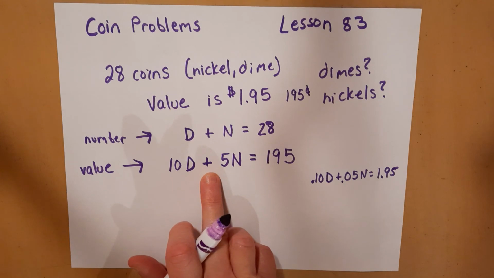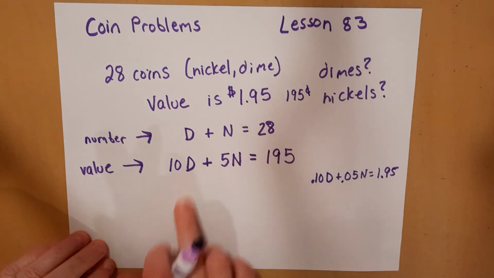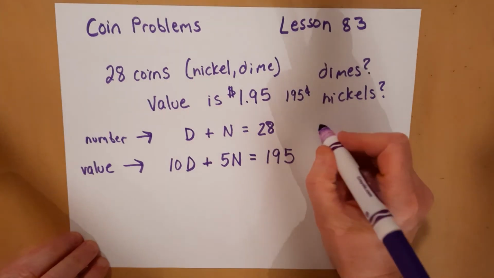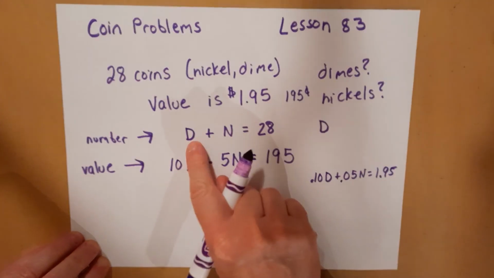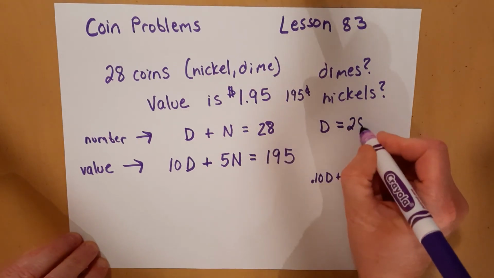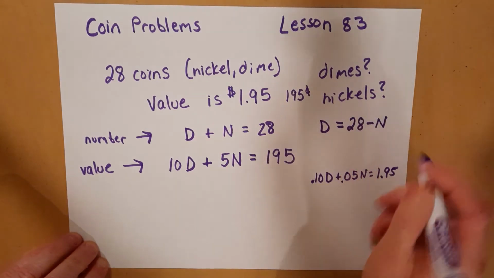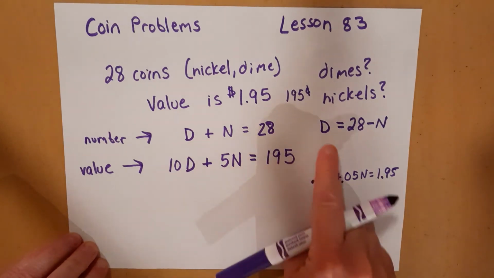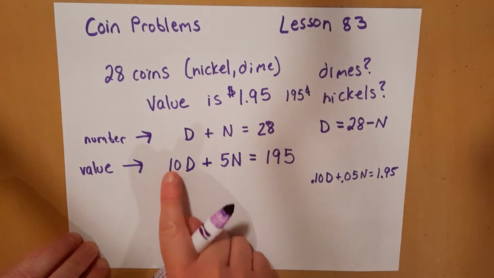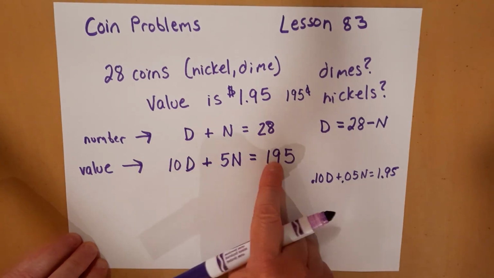Okay, so when you have both the equations, now we can just solve for one of them and put that variable into the other equation to find our answer. So we're going to solve here for the number of dimes. To get D by itself, we have to subtract N from each side, which gives us 28 minus N. Now in this equation, wherever we see a D, we can substitute 28 minus N, giving us only N's in this equation.